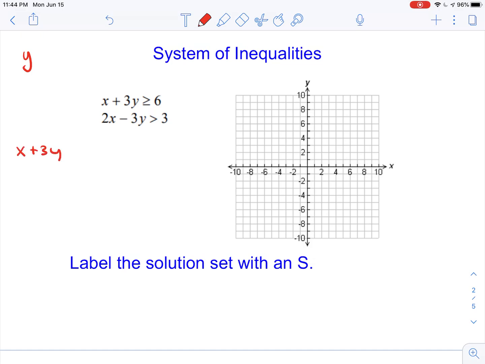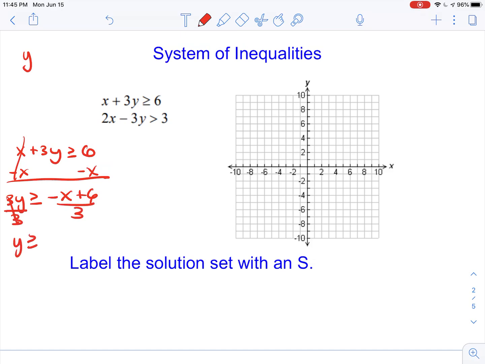So we take x plus 3y is greater than or equal to 6. So I want to isolate the y. So I'm going to move over my x. I get 3y is greater than or equal to minus x plus 6, divide by 3.